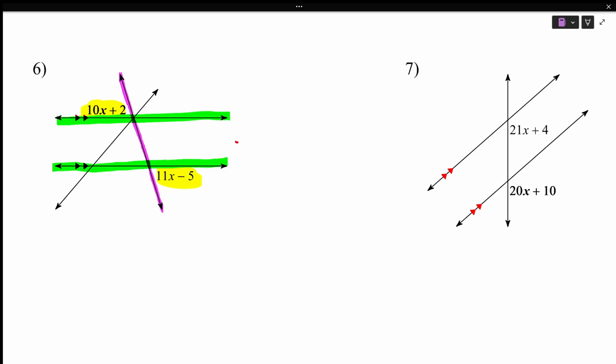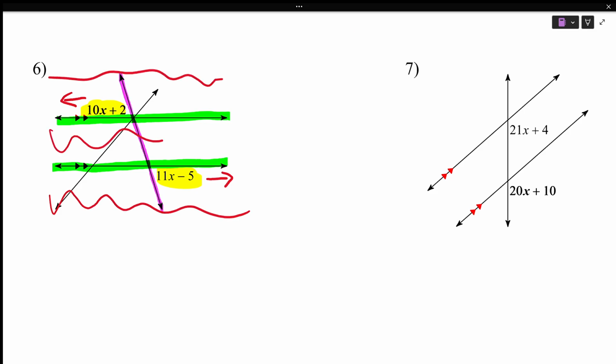But let's try to figure out what kind of angles we have here. They are on alternate sides of this transversal, right? 10x is on the left, 11x is on the right, and then they're on the outside of the parallel lines. This is the outside part. This is the inside part, okay? So alternate exterior, is that one of our angles? Alternate exterior.